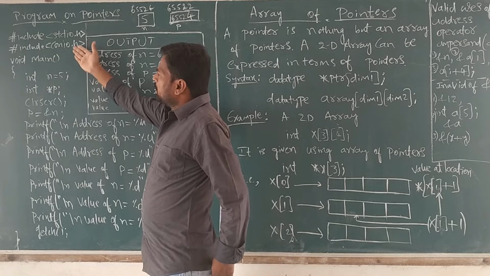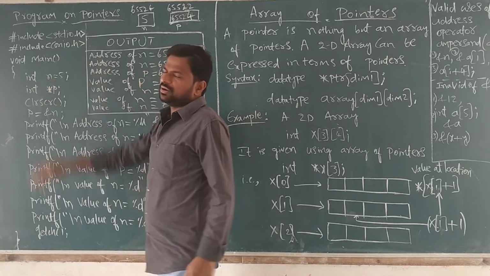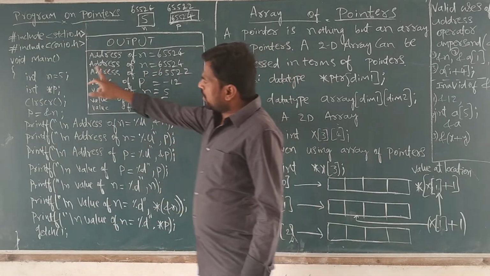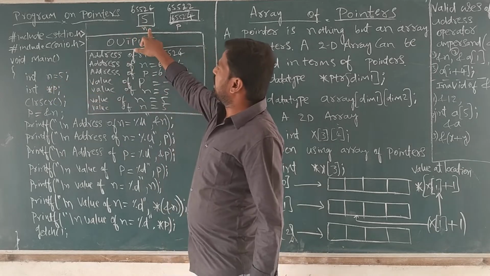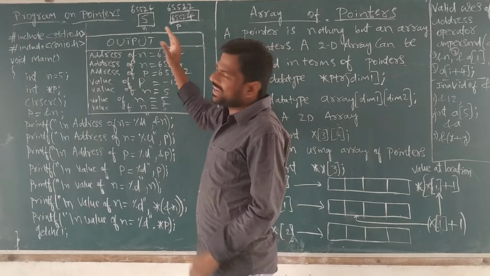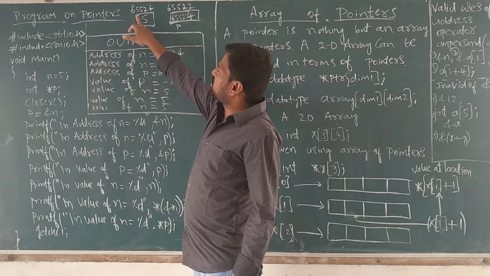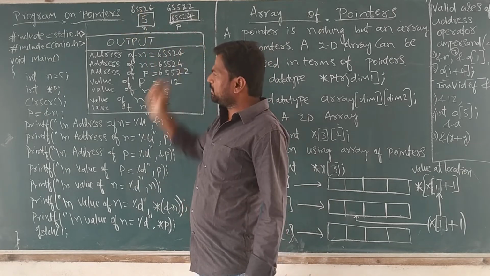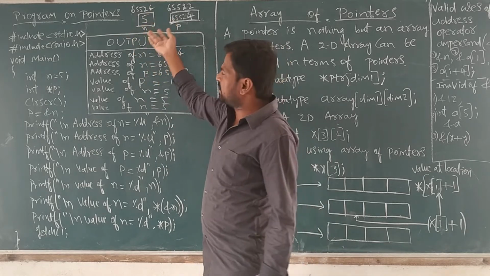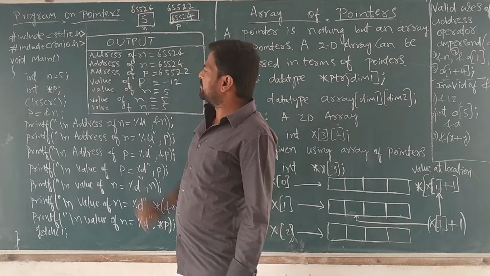You can observe here, #include, void main, int n is a variable which has been declared and initialized with the value 5. 5 is the value stored in which variable? The n variable. As we know, each and every variable has its own address. So what is the address of the n variable? 65524 here. We cannot say the exact value, so let us assume 64424 is the address of n.